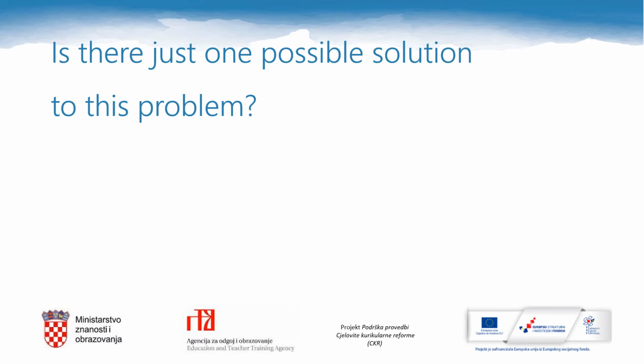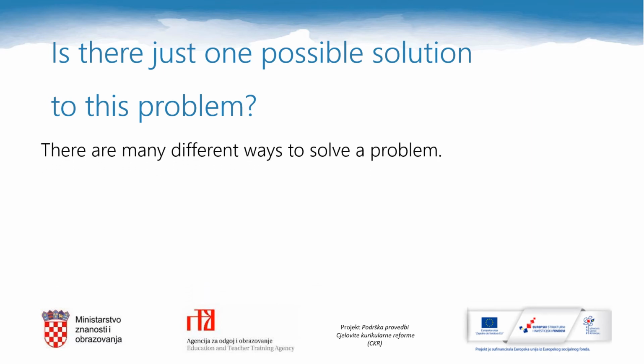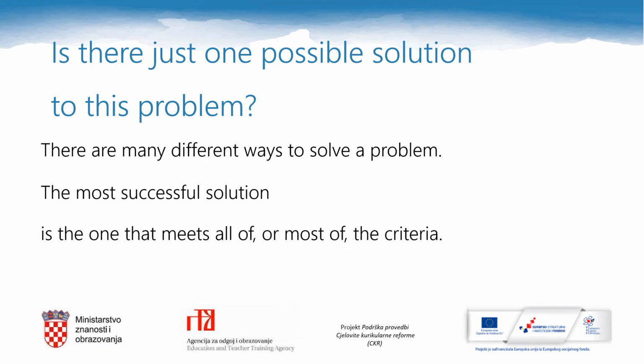Is there just one possible solution to this problem? Of course not. We mentioned it before. You should find at least 2 solutions. Why? If one solution doesn't work, you have another option. There are usually many different ways to solve a problem. And the most successful solution is the one that meets all of or most of the criteria in your checklist.